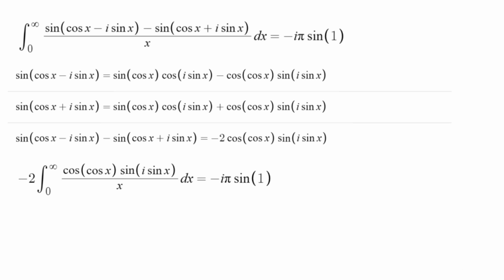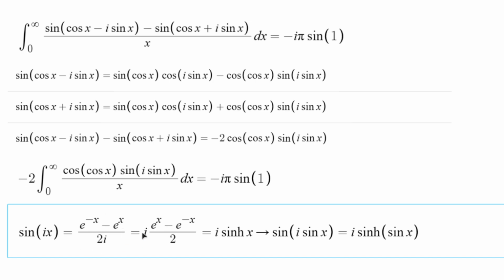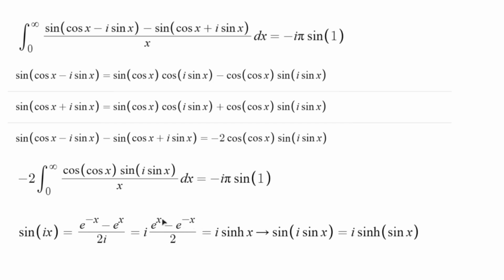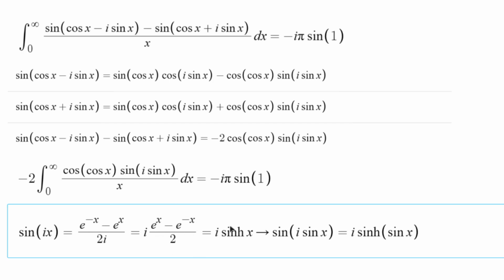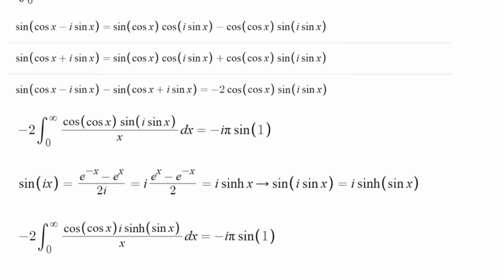And now we just need to figure out what sine of i sine x is. And we will use Euler's formula for that. Well, sine of ix, plugging that into the complex exponential representation of sine x, is going to give you this, which will in turn give you this. And this is simply the hyperbolic sine of x. So we can say that sine of i sine x is i sinh of sine x. And we will just plug that in right there, and we are pretty much done.